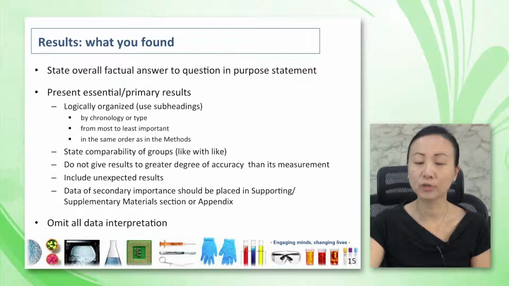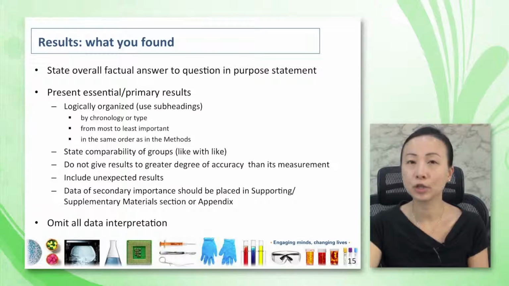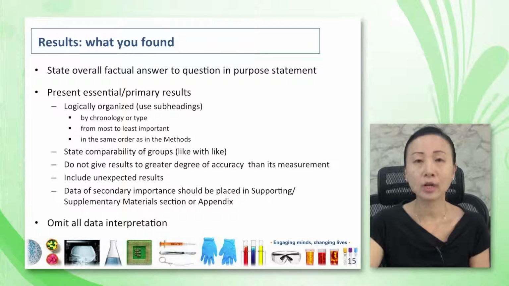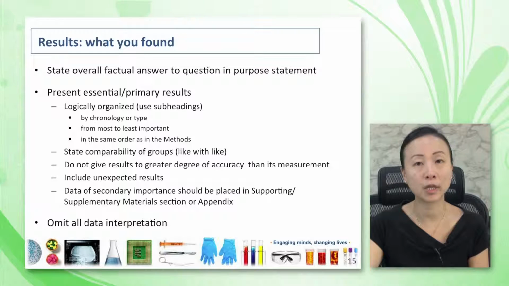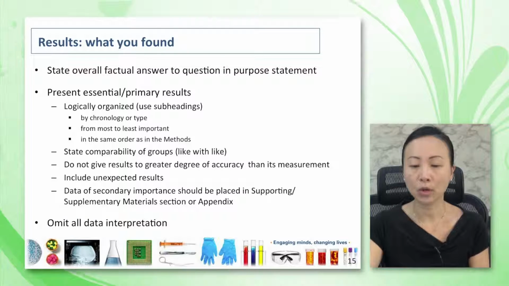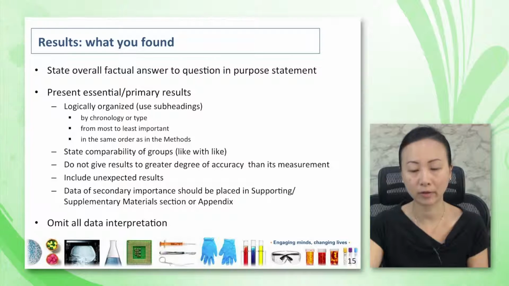The first portion of the results, after the description of the sample population's characteristics, if yours is a clinical study, should provide the overall factual answer to the question implied in your purpose statement. Present results that are essential to the discussion later on, organized in a logical manner. Use subheadings as appropriate. You have three basic choices: organization by chronology or type, from the most to least important, or in the same order as that in the methods.